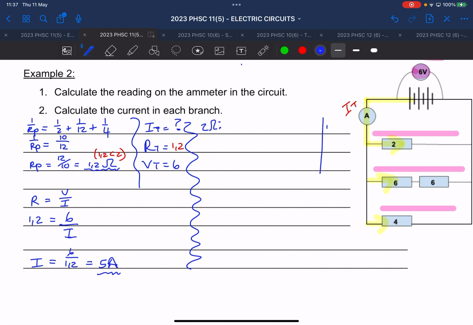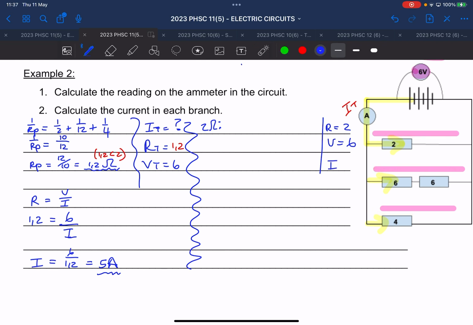Let's take them one branch at a time. Let's first look at the 2 ohm branch. Okay, for the 2 ohm branch, what is the resistance? What is the volts? 6, because they're in parallel, so the volts will all be the same.